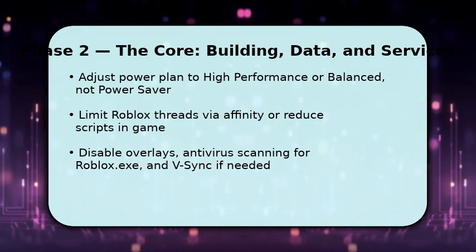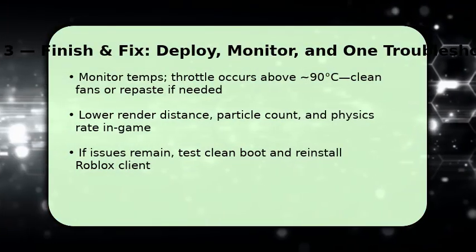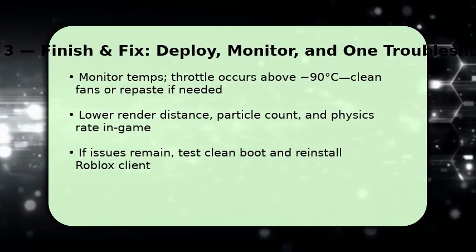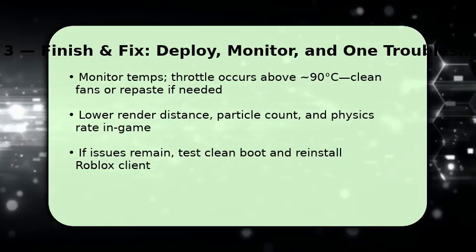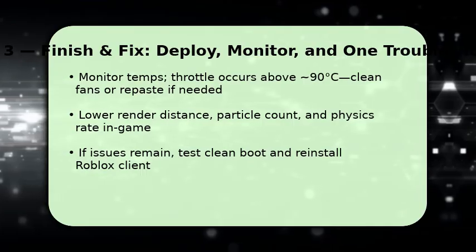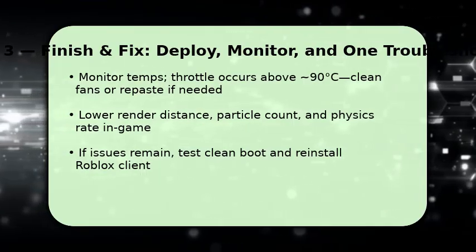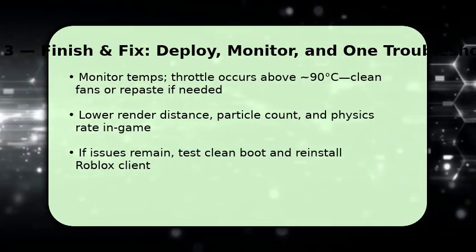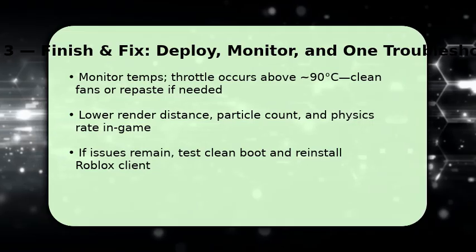Finish with advanced checks. Monitor CPU temperatures because thermal throttling above around 90 degrees C will drop clocks and ruin performance. Clean dust, improve airflow, or reapply thermal paste if needed. Within Roblox, lower render distance, particle counts, and physics update rates to reduce CPU load.